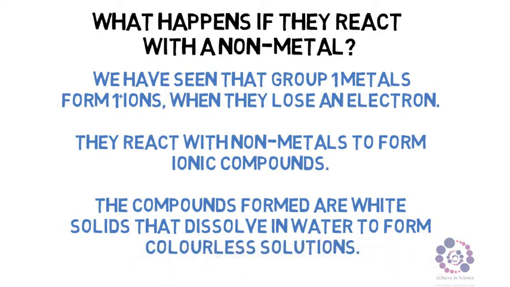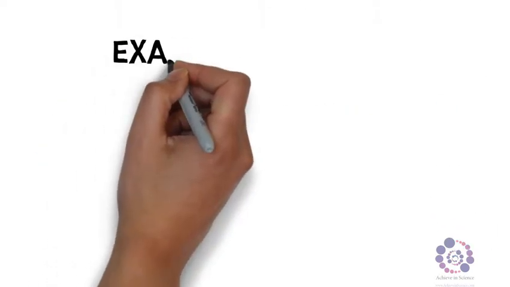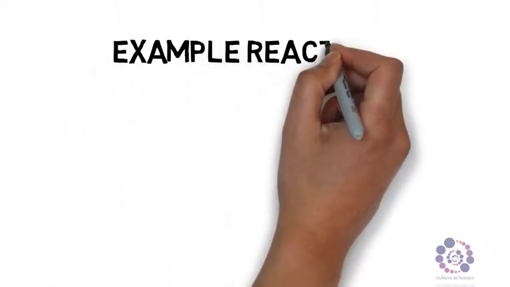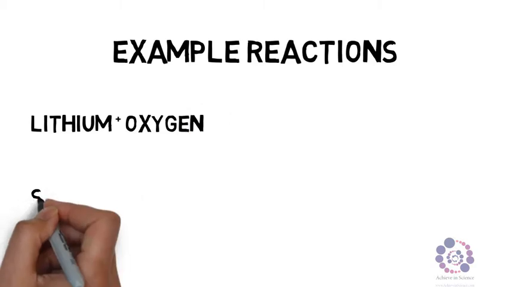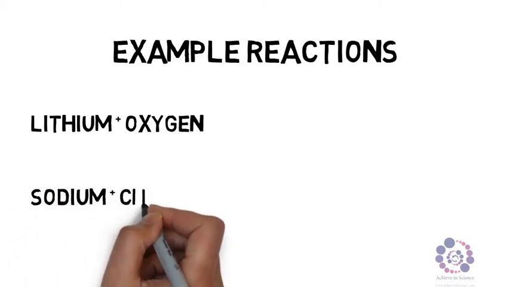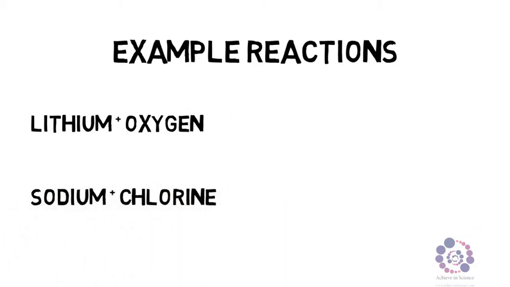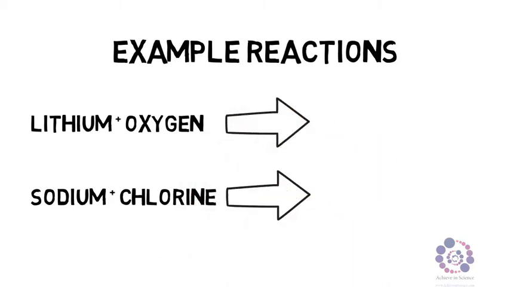Let's give an example. So if lithium reacts with oxygen, sodium reacts with chlorine. In these two reactions, what are the products? Well, lithium reacting with oxygen would produce lithium oxide. Sodium reacting with chlorine would produce sodium chloride.